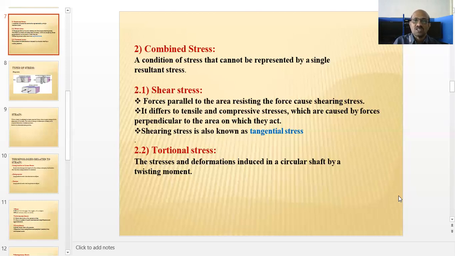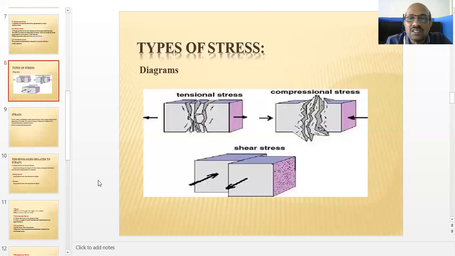Another is combined stresses, which we are going to discuss. Shear stress, torsional stress, ultimate yield stress and ultimate tensile stress, all these combined together and acting on one mechanical component, is called combined stresses. These combined stresses are broadly divided into two: tangential stress and torsional stress. Now we will see this clearly in pictures.